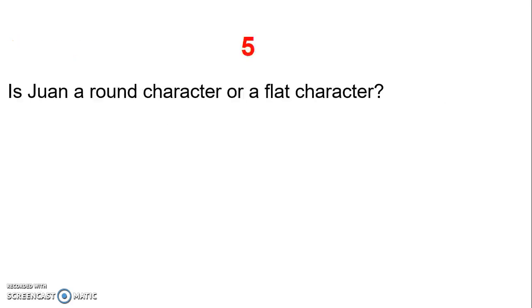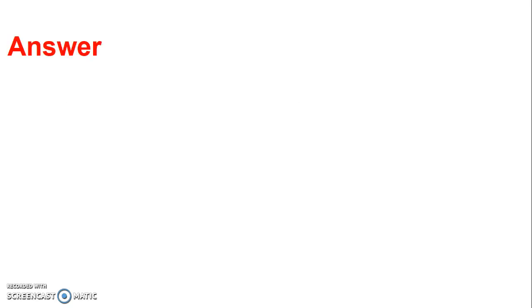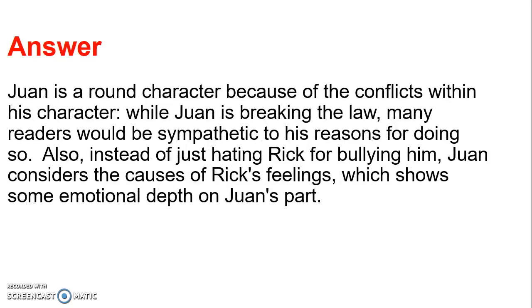Is Juan a round character or a flat character? Again, round is multiple dimensions, and flat is just one. Remember, Juan is the main character of the story. Juan is a round character because of the conflicts within his character. While Juan is breaking the law, many readers would be sympathetic to his reasons for doing so. Also, instead of just hating Rick for bullying him, Juan also considers the causes of Rick's feelings, which shows some emotional depth on Juan's part.